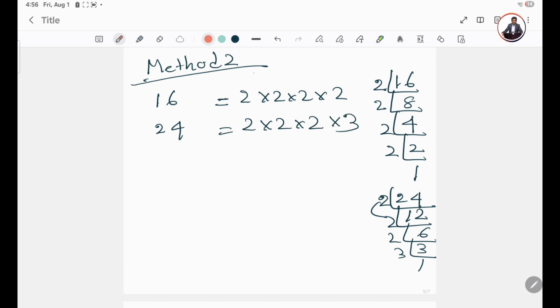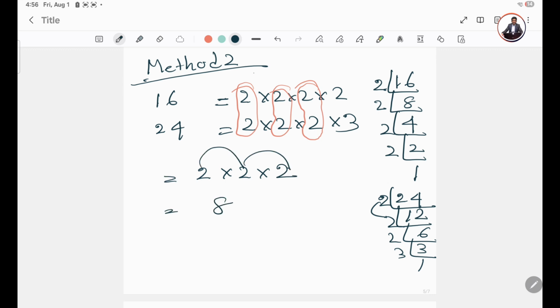Now we need to mark the common factors: 2, 2, 2. Those are the common factors. So we multiply 2 times 2 times 2, which is 8, right? So the greatest common factor is 8.